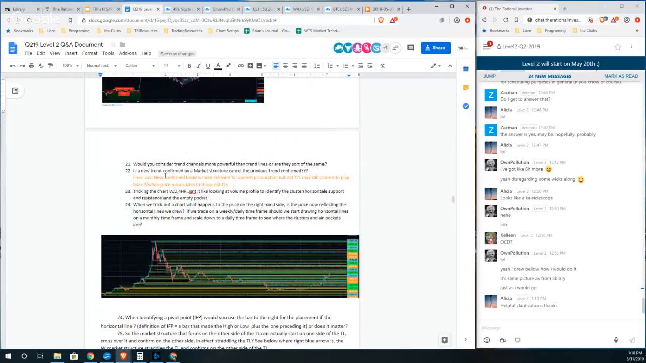All right. Would you consider trend channels more powerful than trend lines, or are they sort of the same? Well, technically, trend channels and trend lines are the same. The midpoint of the trend channel is actually really, really powerful. Number 22: is a new trend confirmed by market structure cancel the previous trend confirmed?